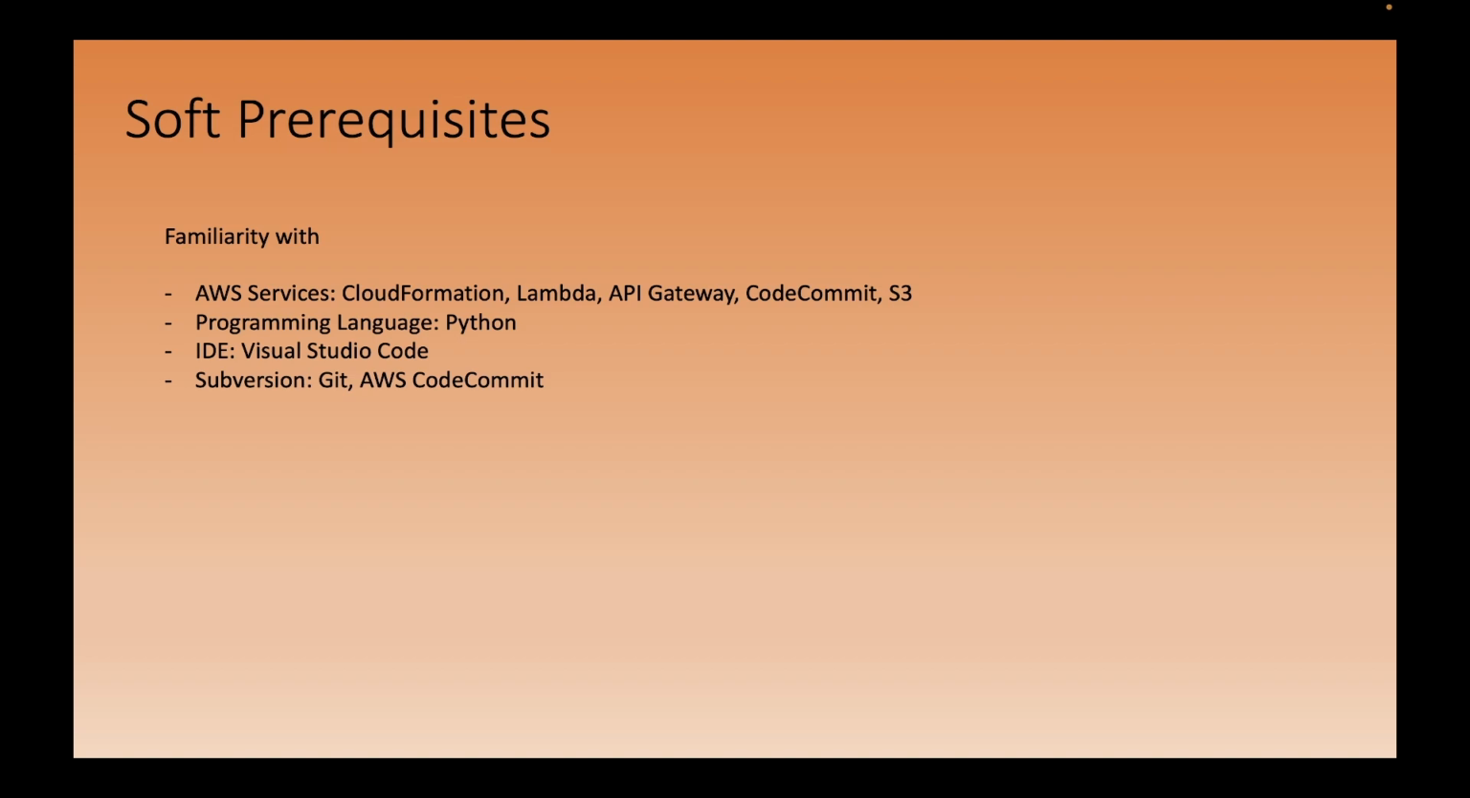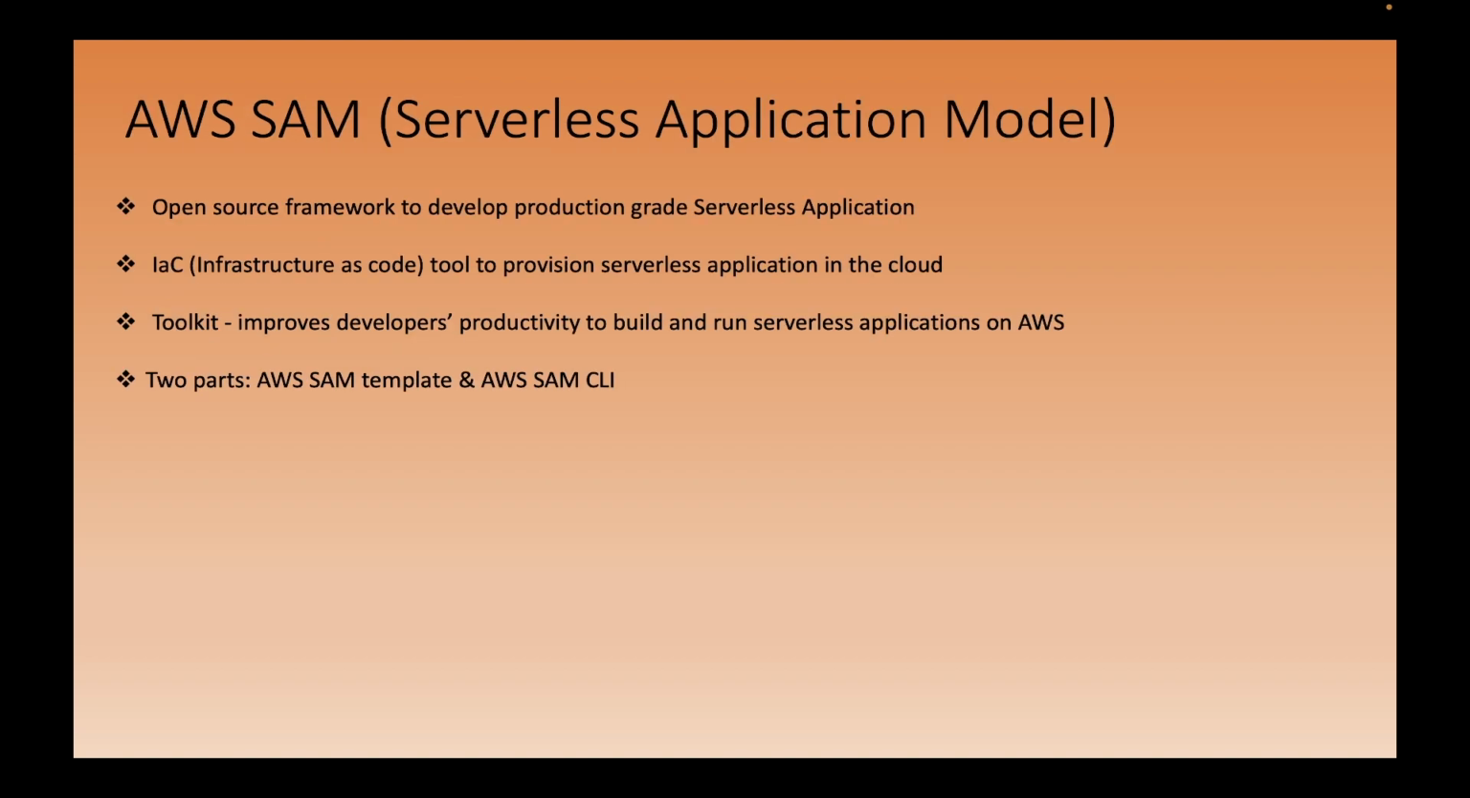That will help you. AWS SAM stands for Serverless Application Model. AWS SAM is an open source framework to develop production grade serverless applications. And it is an IaC tool, infrastructure as code tool, to provision serverless applications in the cloud. At the end of the day, it is a toolkit which improves developers' productivity to build and run serverless applications on the cloud. And AWS SAM has two parts. The first one is the AWS SAM template, and the other is the AWS SAM CLI.